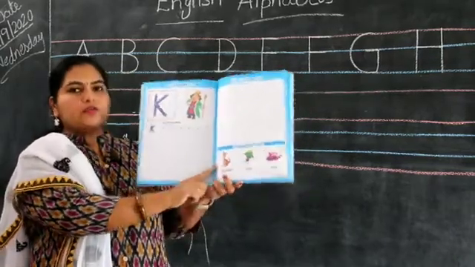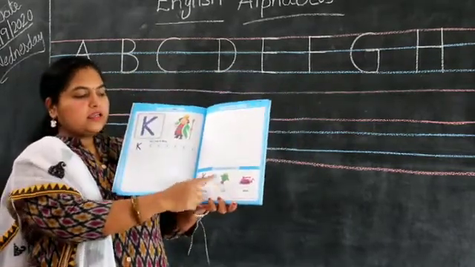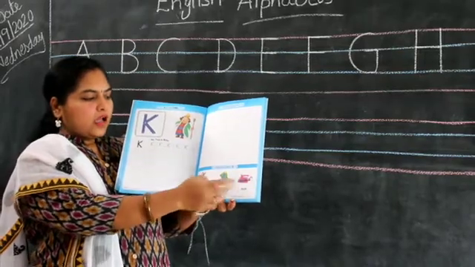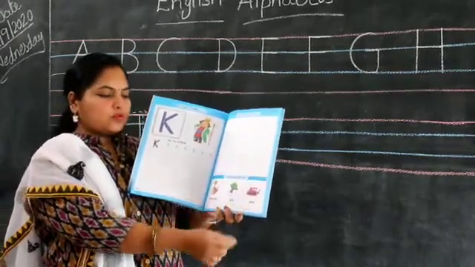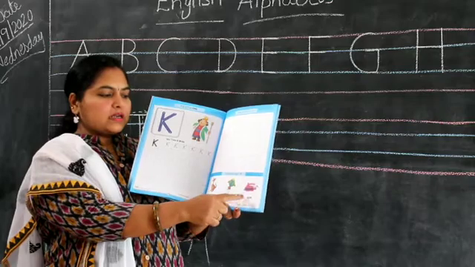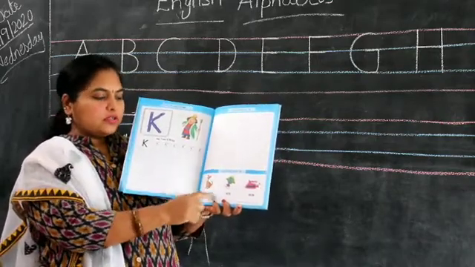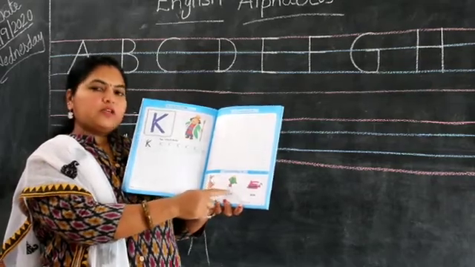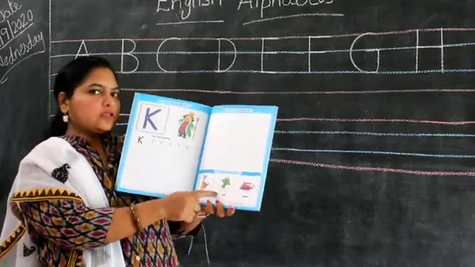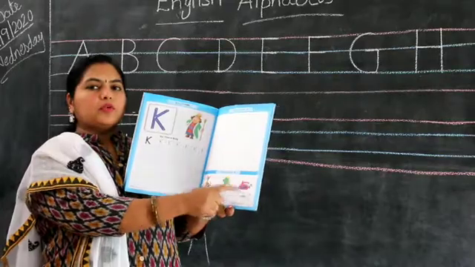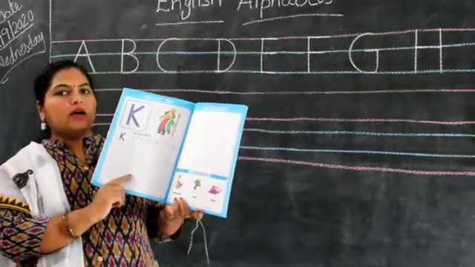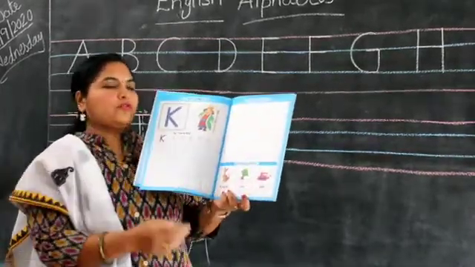Then K is for kangaroo. K is for kite. And what's this? That's iron box. So iron starts with the letter I. So what you do? K is for kangaroo, you circle kangaroo. K is for kite, you circle kite because that starts with the letter K. Iron box does not start with the letter K, so it's I, so you don't have to circle that.